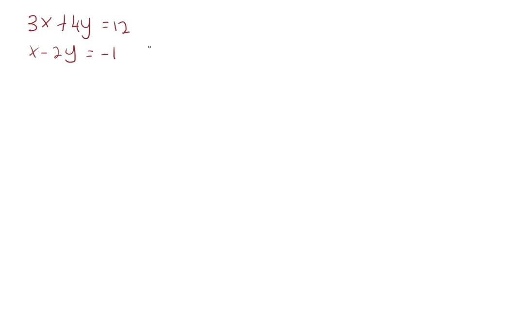Alright, so now let's say we have two equations. This is our first equation and this is our second equation. Both of these equations are linear equations. As you can see here, x is power of 1 and y is power of 1. So these two equations are linear equations.